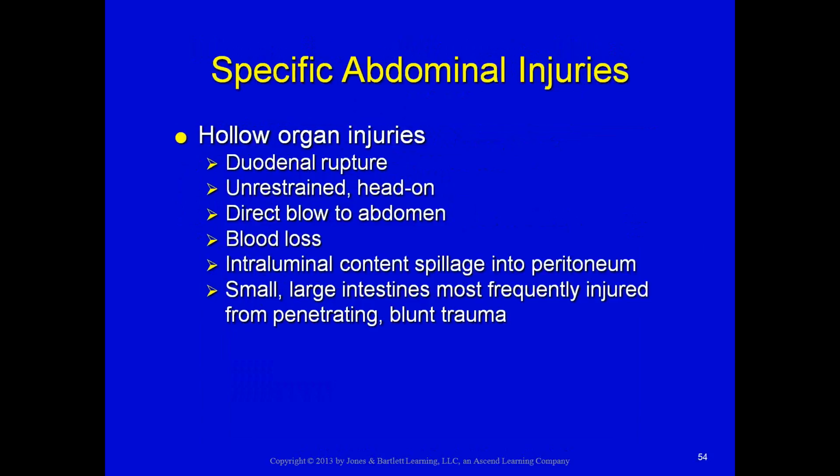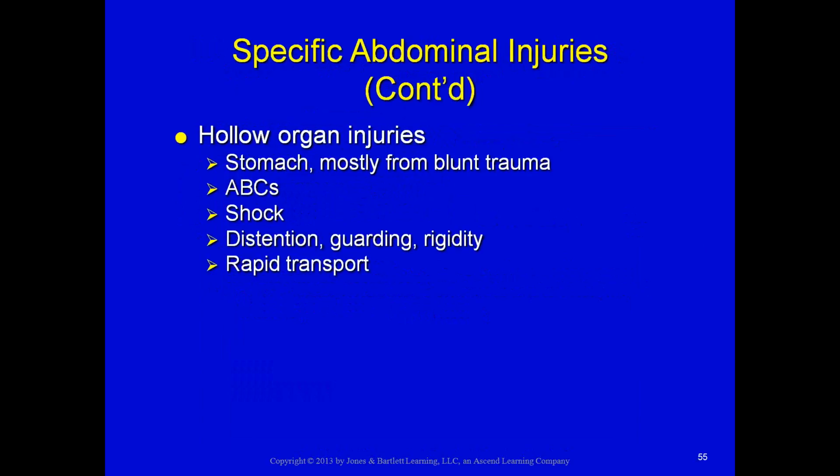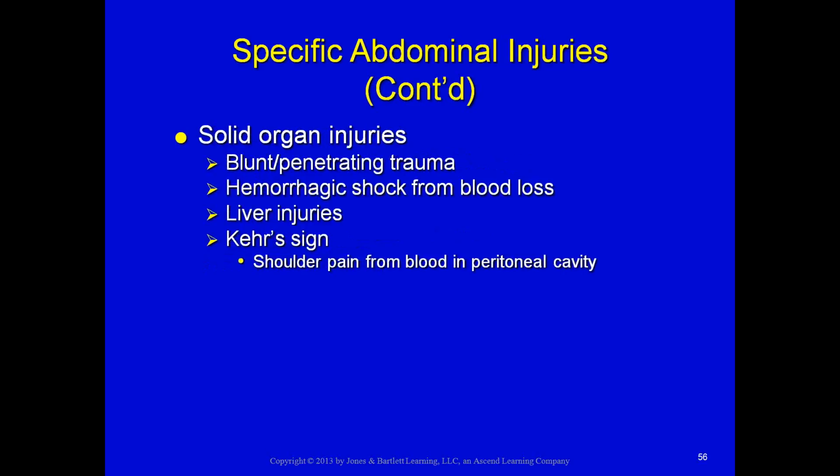Small and large intestines are most frequently injured, and the contents are going to be irritable to the lining of the abdominal cavity, causing an acute abdomen. The stomach rupture is typically the result of blunt trauma, severe compression of the abdomen. You're going to want to do your ABCs, look for signs of shock. Obviously, if they spill their abdominal contents, all that gastric acid and that partially digested food is going to be quite irritating to the lining of the abdomen, causing distension, guarding, and rigidity. These patients need rapid transport.